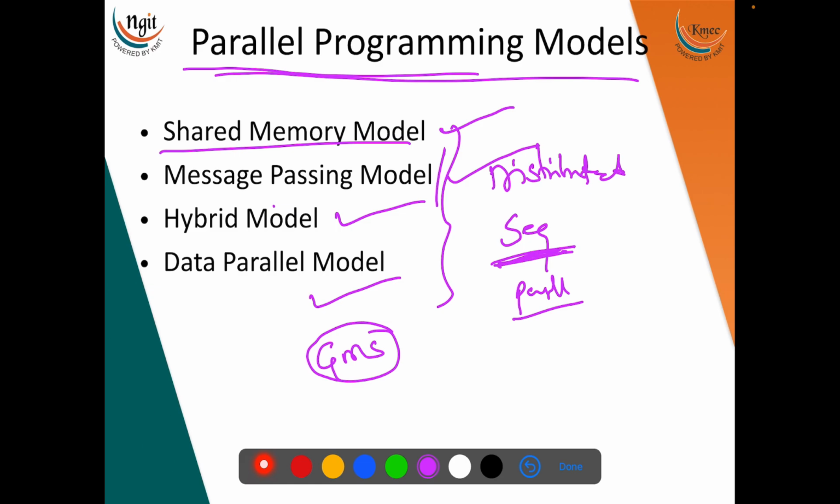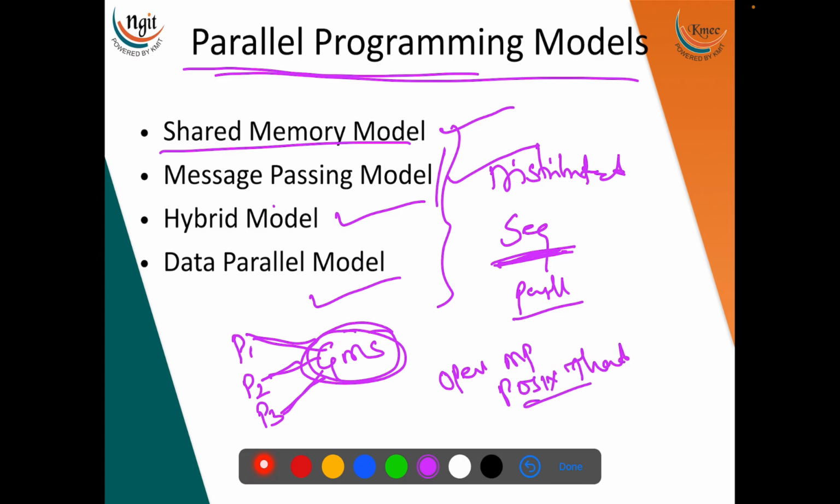Processors can communicate. Let's suppose that the work is divided among three different processors. Processors can communicate by reading from and writing to the shared memory. So the common memory is shared among all these different processors. Now, the programming paradigms for the shared memory model are OpenMP and POSIX threads, also called P threads. So the shared memory model can run with threads and without threads.